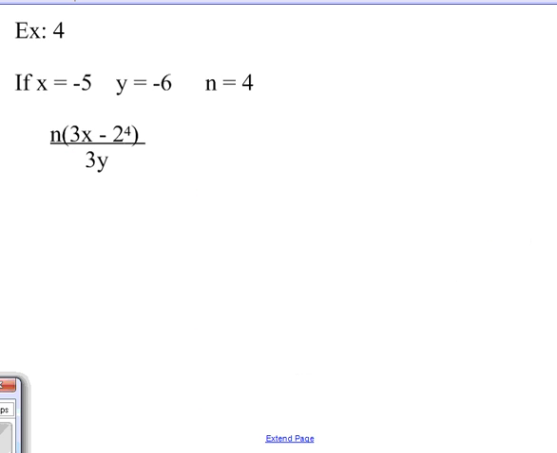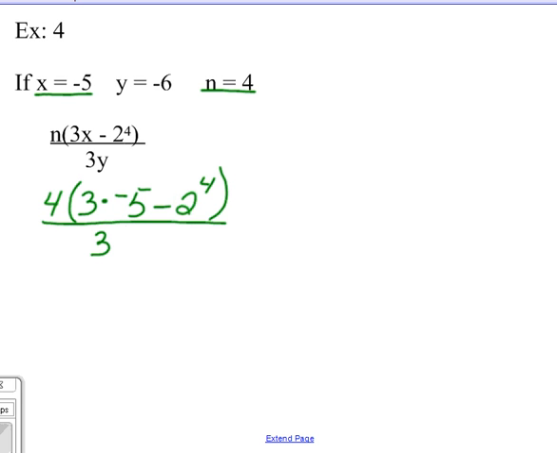The last example, example 4, x is negative 5, y is negative 6, n equals 4. Simplify the given expression. The first thing we're going to do is substitute. N equals 4, parentheses, 3 times x equals negative 5 minus 2 to the 4th, parentheses, all over 3 times negative 6, because y is negative 6. Keep it in fraction form. Do not rewrite this going horizontally.